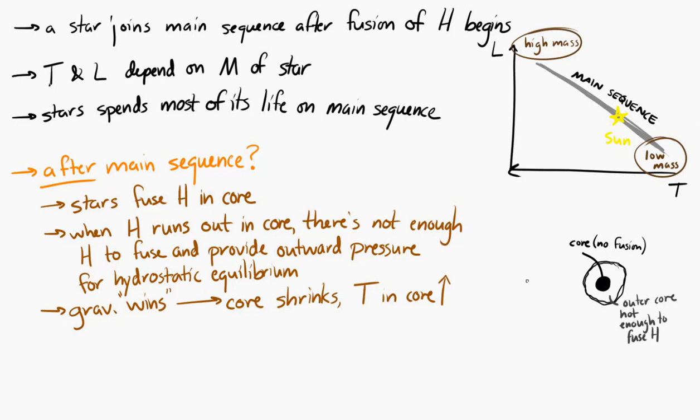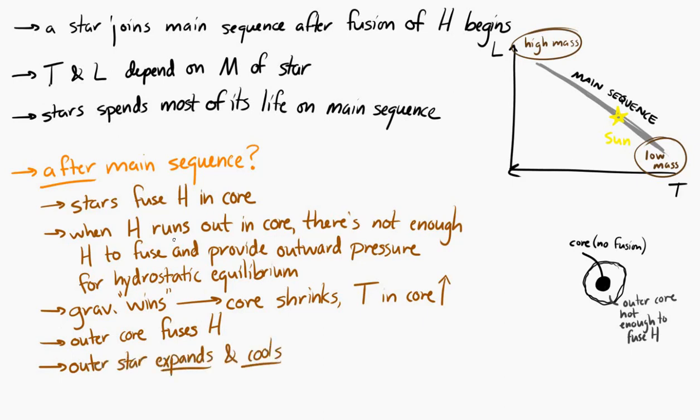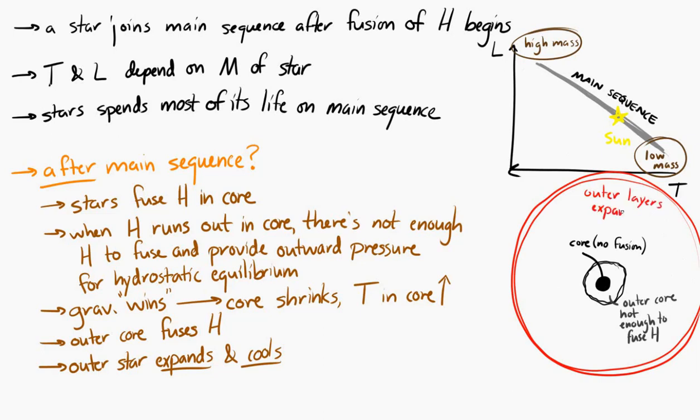When this happens, the outer part of the star expands and it cools. The star expands and cools. It cools, so it becomes redder, and it expands, physically larger. It becomes a red giant.